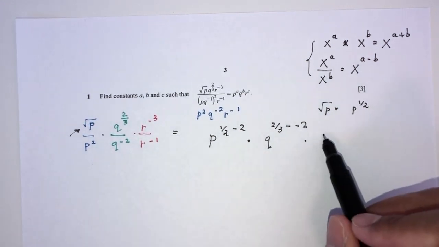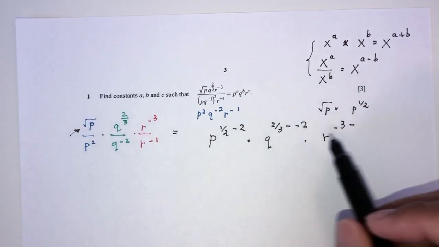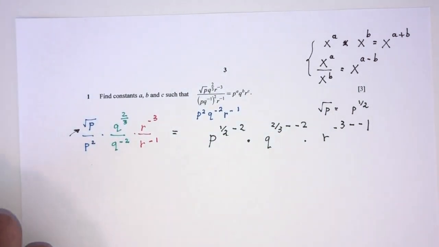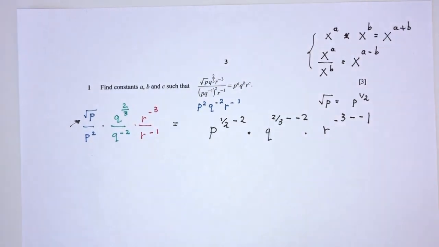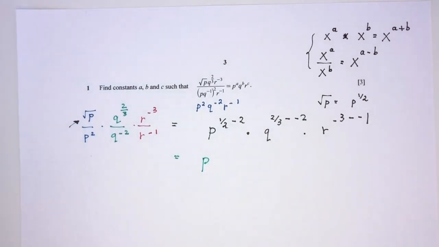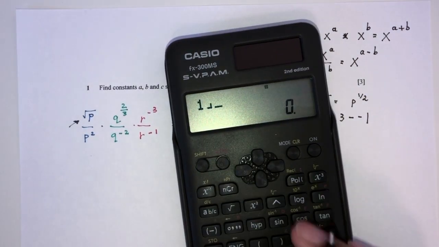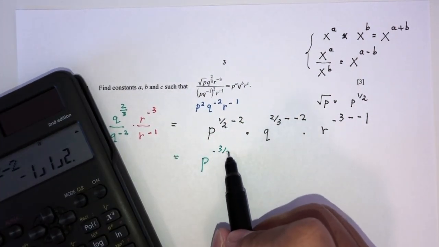Finally, we have r here. r will be power minus 3, and then minus because of the divide again, and then here we have minus 1. So simplify one by one and see what happens. Of course, I encourage you to use your calculator here because I don't want you making mistakes. So that will be p, how about half minus 2, that should be minus 3 over 2.